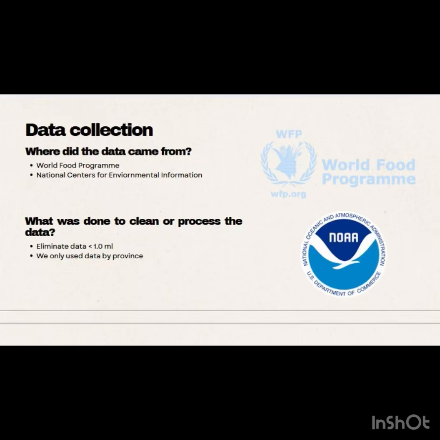Before performing the analysis, the data needed to be cleaned and processed. So first we remove rainfall values lower than 1 millimeter, since these values may represent measurement noise or insignificant precipitation. And second, we organize the data by province, which allowed us to compare rainfall levels across Ecuador's administrative regions more effectively.